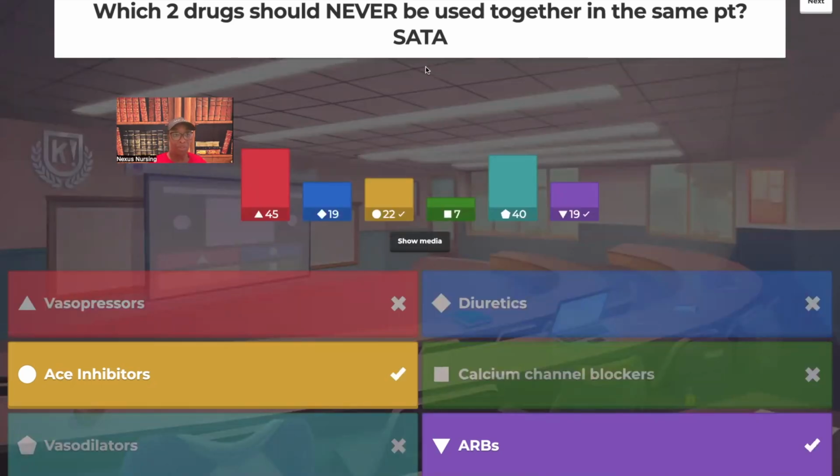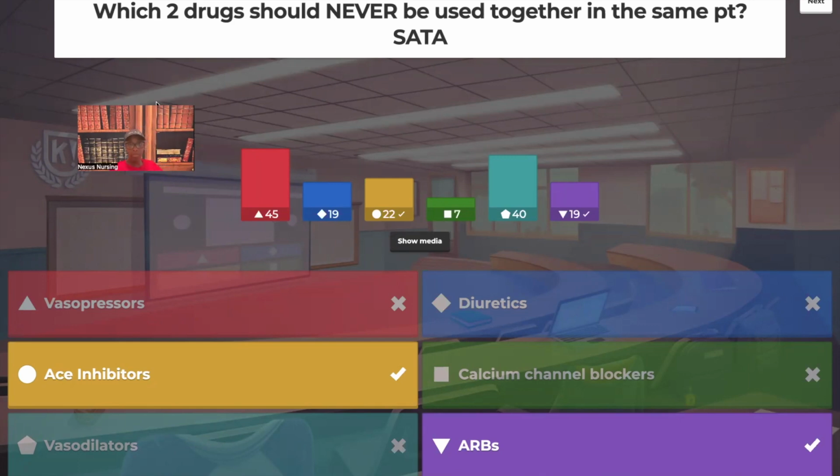Oh, you guys weren't too sure. The correct answer, ACE inhibitors and ARBs. These two drugs are way too strong. They have a synergistic effect. Synergistic means when the drugs are given together, it's way stronger than we want it to be, right? So if you ever see ACE inhibitors and ARBs ordered for that same patient, you're going to withhold that medication and place a phone call to the healthcare provider for clarification.